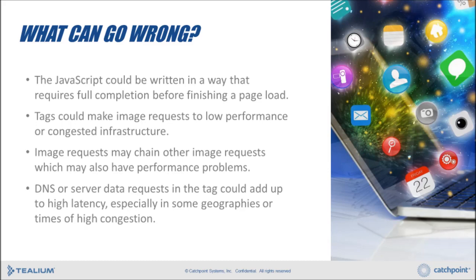Another thing that occurs more often in the advertising world is that a tag image request might chain another image request, or maybe multiple image requests. And if you're in a geography with poor connectivity or you're dealing with just a bad hair day on the internet, those requests can have serious implications to your performance, especially if these tags aren't engineered in a way that reduces the ability for them to break the site.